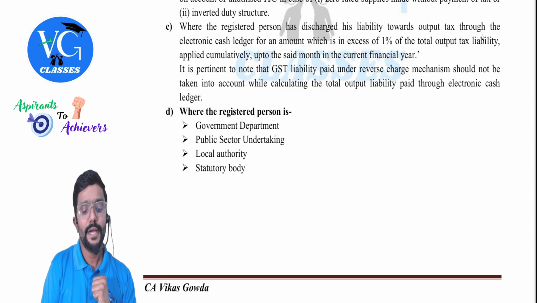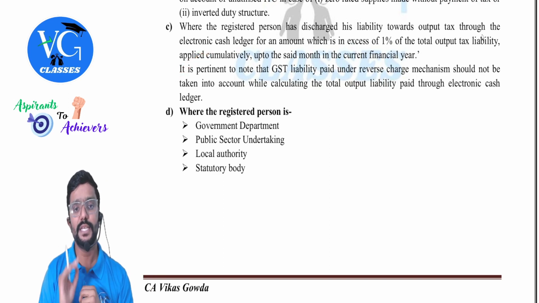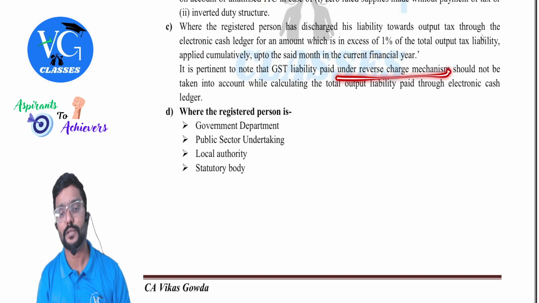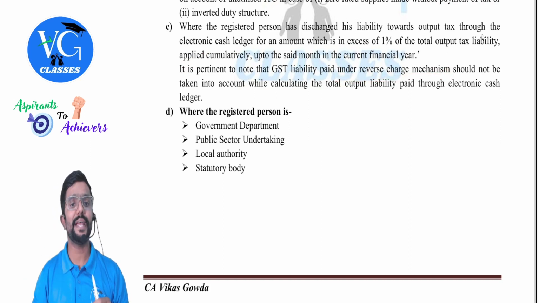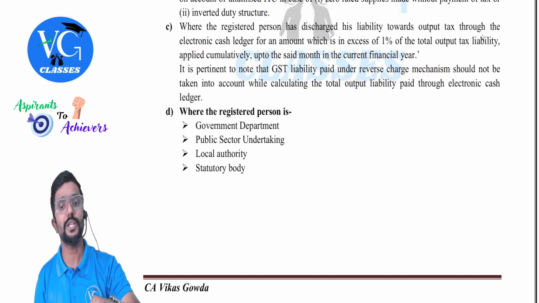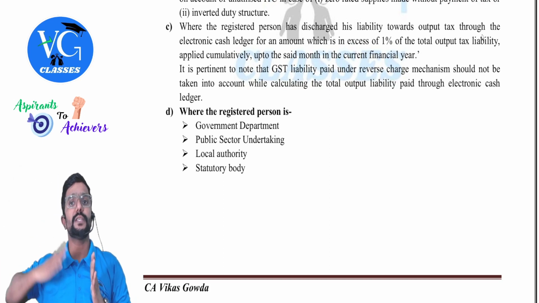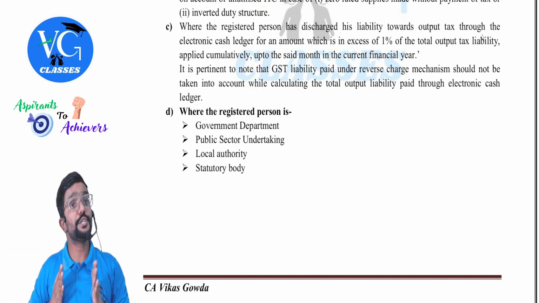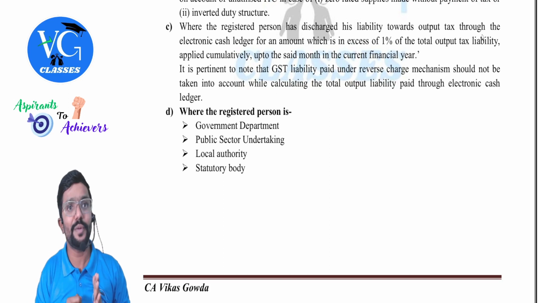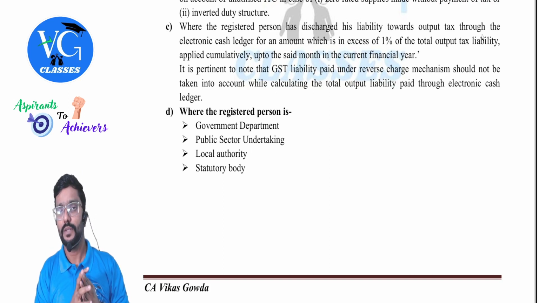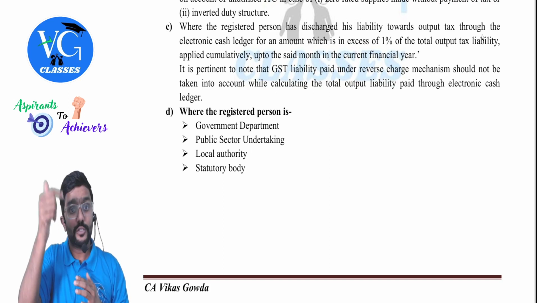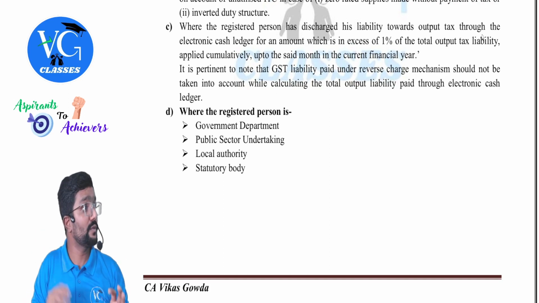It is pertinent to note that GST liability paid under reverse charge mechanism should not be taken into account while calculating the total output tax liability paid through cash ledger. Guys, if on my inward supply, if RCM is applicable, I should pay it. And what is it called as? Input tax. And if I am liable to pay input tax, I have to pay it through what? Cash ledger. Sir, to count that 1% and all, should we include this input tax also?